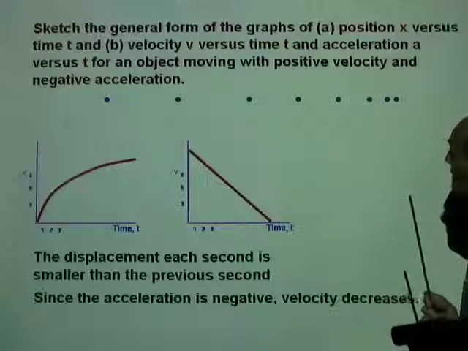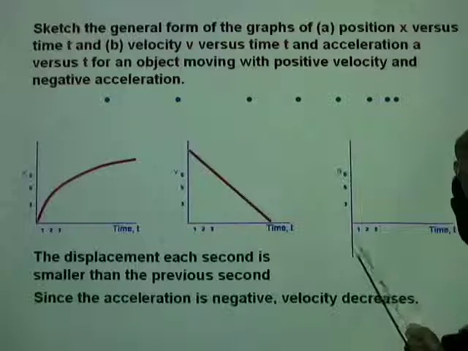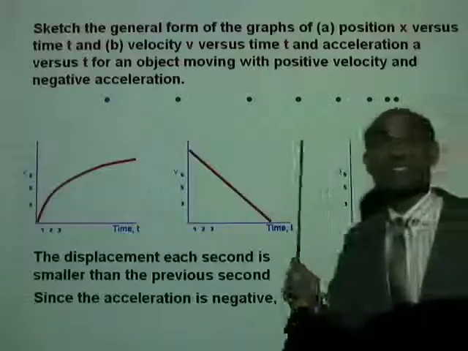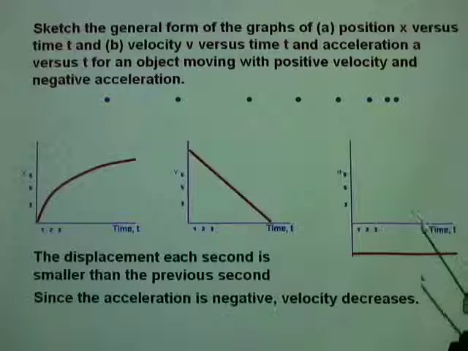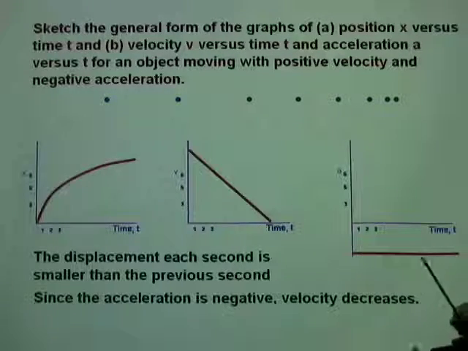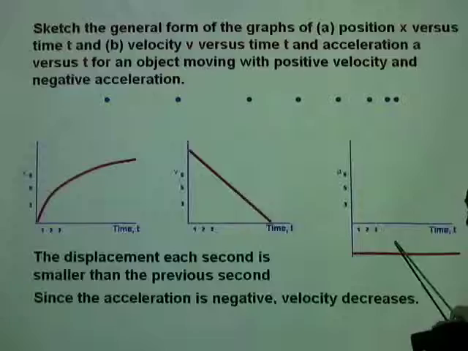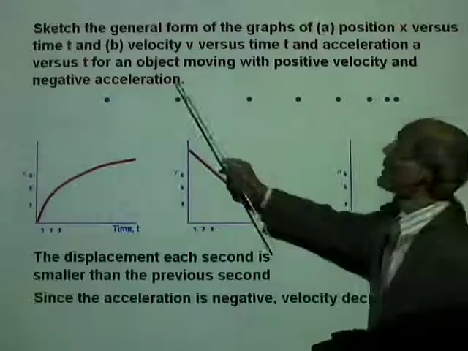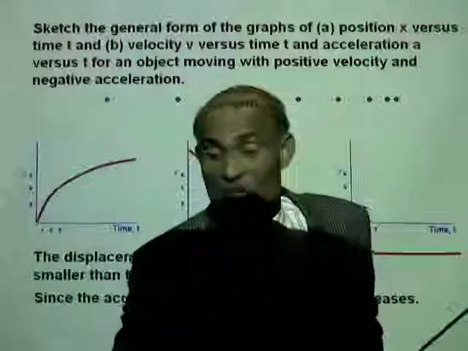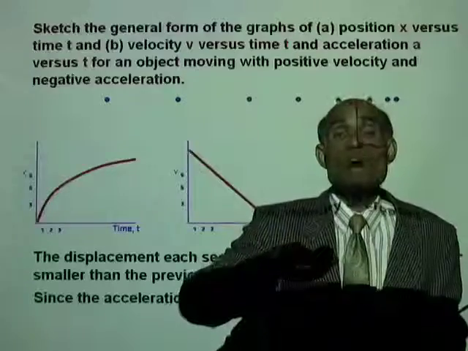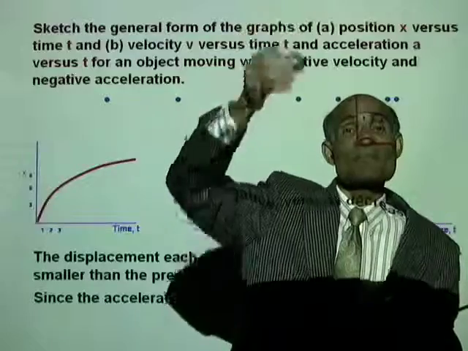And now, what will be a plot of acceleration against time? Can you help me do that? Acceleration is negative and remains a constant. So it will be a horizontal line below the time axis. So this is how the position changes, this is how the velocity changes, and this is how the acceleration changes for an object that is moving with positive velocity and negative acceleration. In fact, this is the case when the object is thrown up until it reaches the maximum height. You see that? That's the same case here.